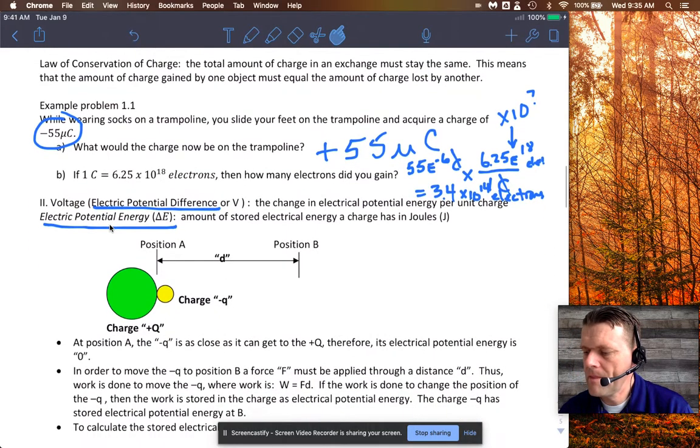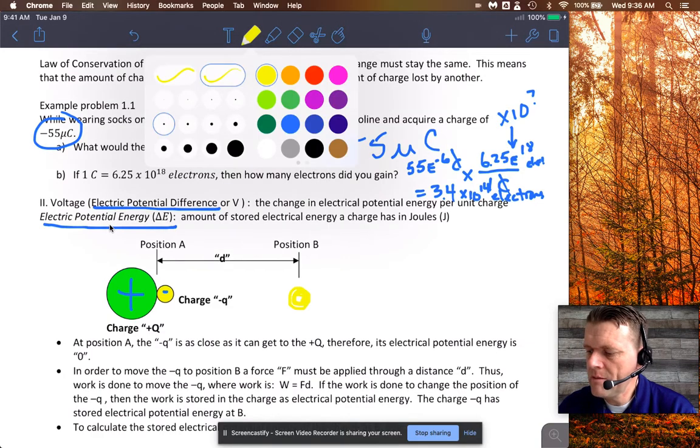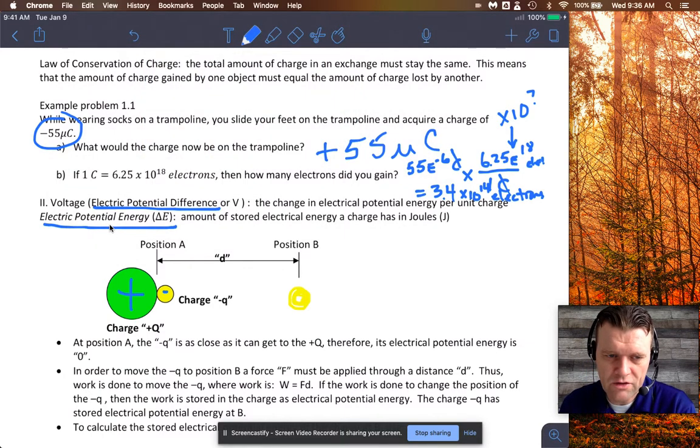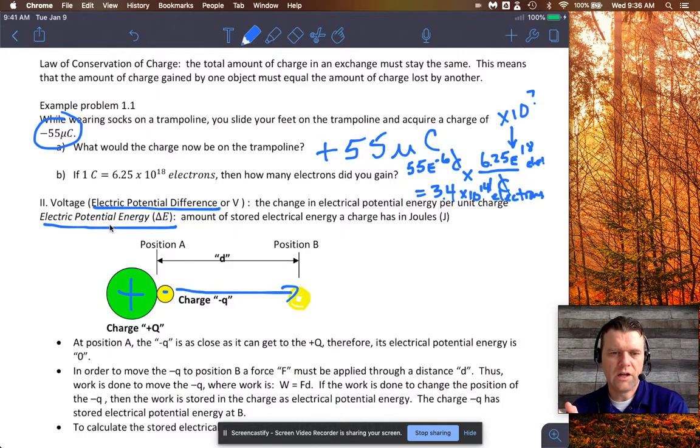So the best way I can think of to explain this is to just show you what voltage actually is. If we have a strong positively charged Q, we'll just label that charge Q, and then you have a small negative charge, okay, yellow. Due to the law of attraction, they want to be close to each other. So if you take this yellow sphere and move it over here, I'm going to have to do some work, because I have to overcome the attraction between the two. So as I move it over here, I have to do work to get it to position B.